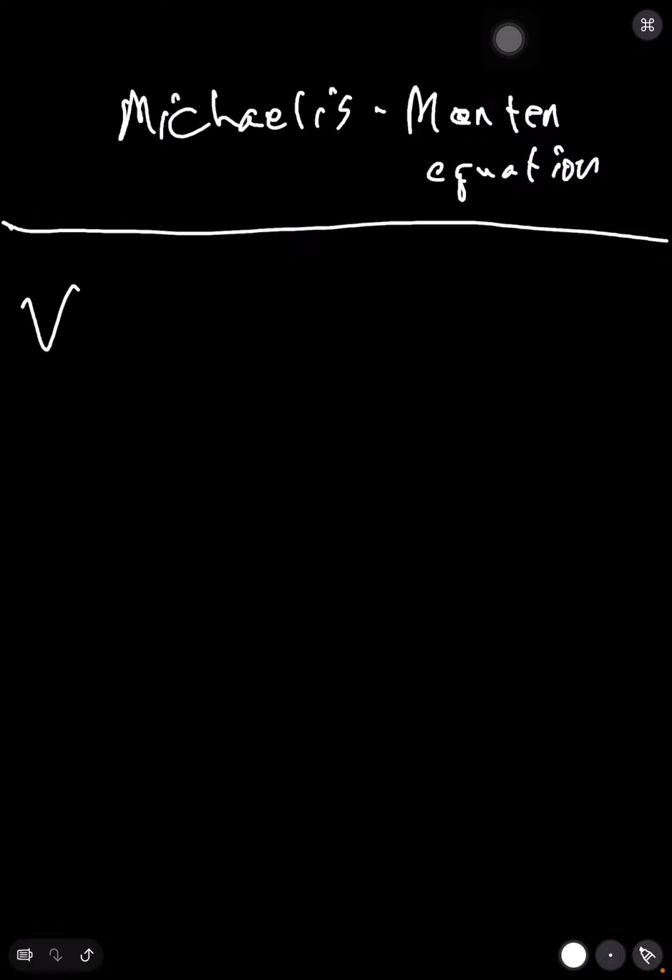Basically, we can do a bunch of derivations in order to get something that we call the Michaelis-Menten equation. And this basically allows us to relate the velocity at any given point in that first order portion of the curve to the Vmax, the substrate concentration, and the Km. All right, here's our Michaelis-Menten equation.